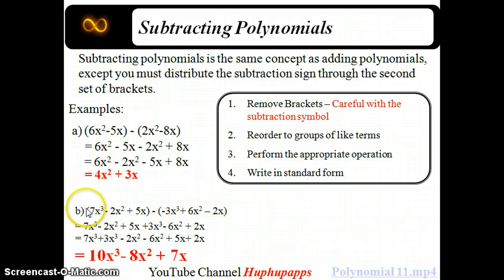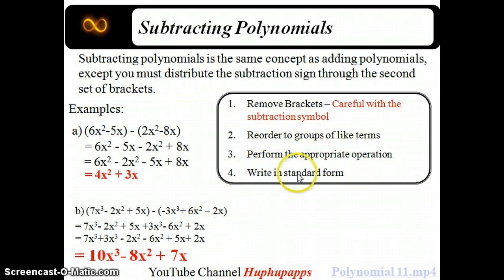Again, in front we have a positive sign which isn't shown but it's applied, so obviously we just drop the brackets and we rewrite it the way it is. This subtraction sign will be distributed into all three terms here of this trinomial. So again, be careful with that subtraction symbol when you're distributing. A negative and a negative is a positive 3x cubed. A negative and a positive is a negative 6x squared. And a negative and a negative is a positive 2x.